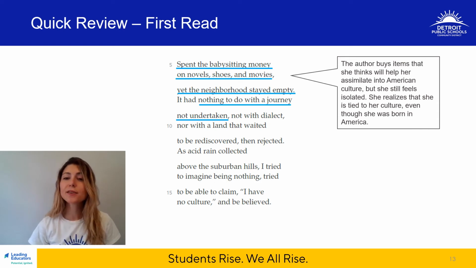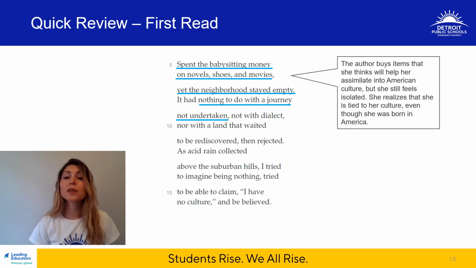Interesting. I see here that the author buys items that she thinks will help her assimilate into American culture, right? New shoes, novels, trying to be on the up and up of the latest movies that have been released. And yet she still feels isolated. Remember this undercurrent, this theme of the poem of belonging to a group or entity. I see that here. She realizes that she's still tied to her culture even though she was born in America. So I think she's looking at her identity and really looking at it from a holistic standpoint. She might not realize it, but these are the types of questions that she's asking herself.